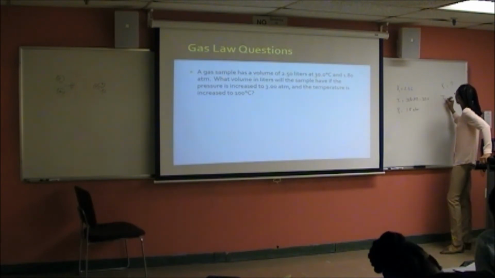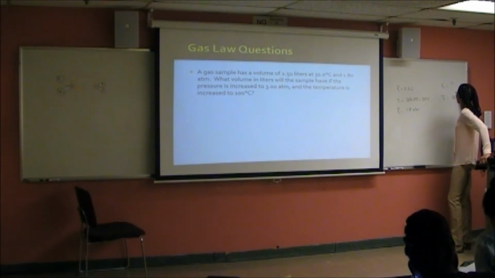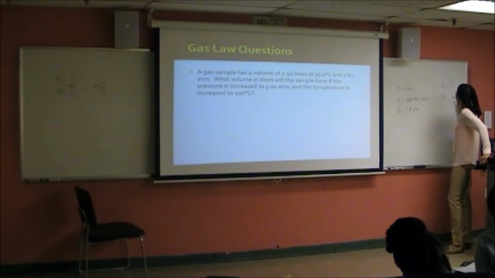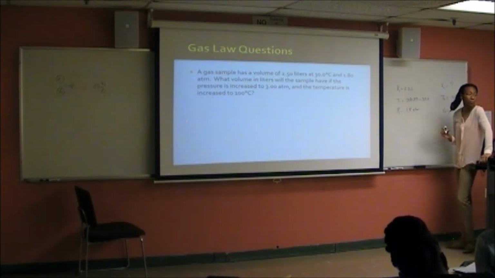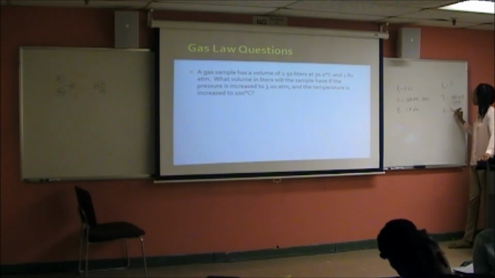Your T2 is 100 degrees Celsius, plus 273, is 373 Kelvin. P2 is 3 atm.